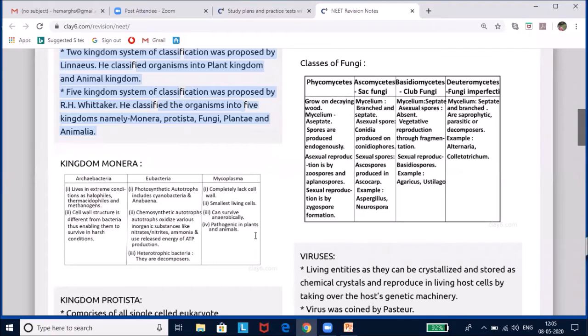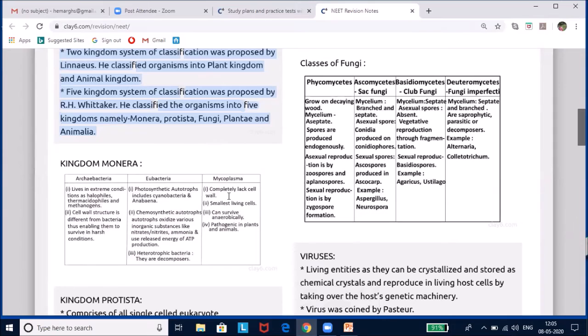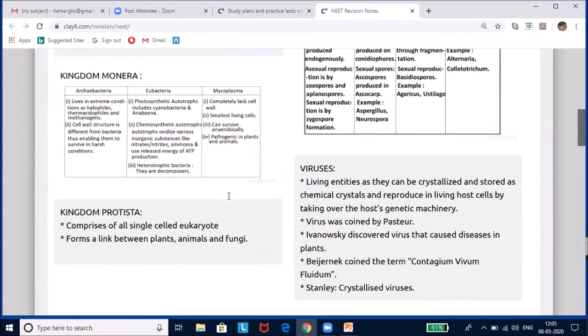Now let us get back to kingdom Monera. Kingdom Monera includes all prokaryotes. So you know what prokaryotes are. How is it divided? It is divided broadly into archaebacteria and eubacteria. I have also included mycoplasma because mycoplasma does not belong either to archaebacteria or eubacteria, but still it is placed under kingdom Monera.